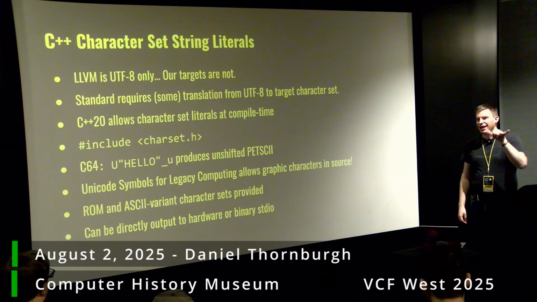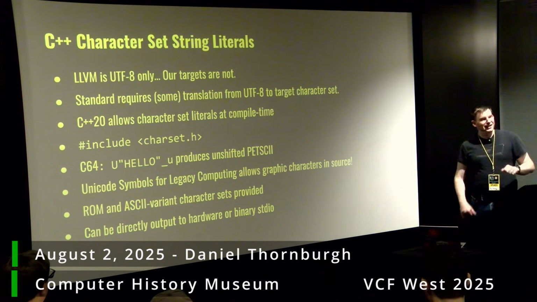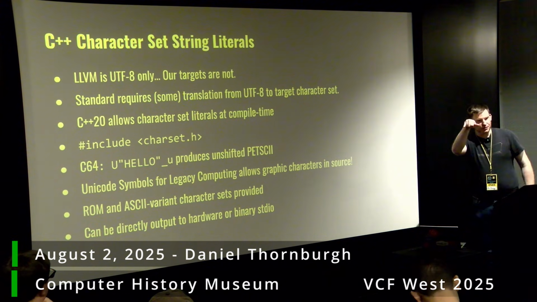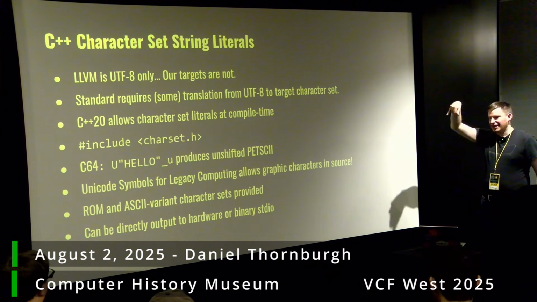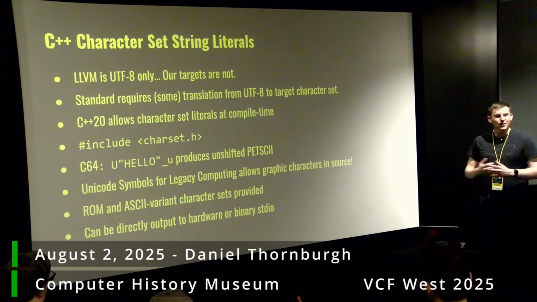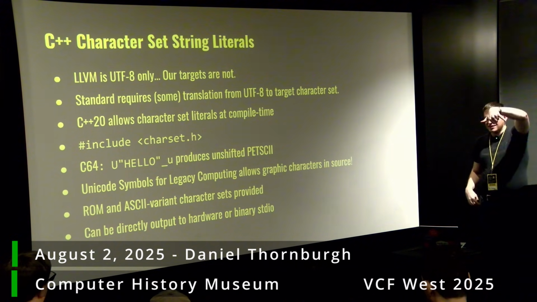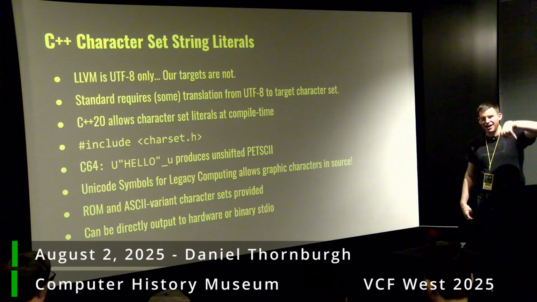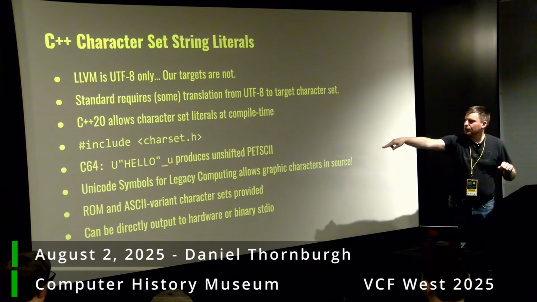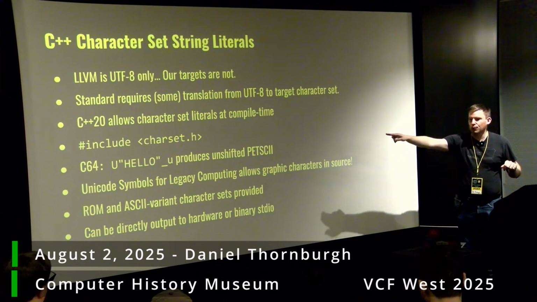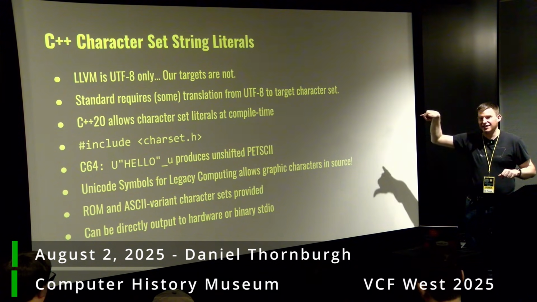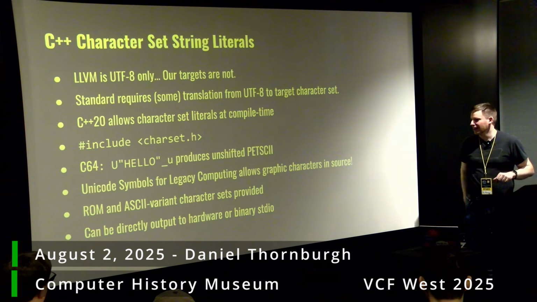C++20 lets you have character set literals, and then it lets you run consteval functions at compile time from a header on those literals and generate new static variables with new contents. So we have a little library that runs over them and does character set conversions at compile time in C++ without macros. And so you can say a Unicode string "hello" and then say _u for unshifted PETSCII on a C64, and you'll get an unshifted PETSCII string out of it that's zero terminated.